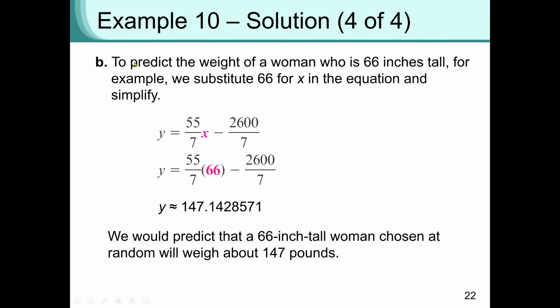The next question, B, said, what would be the weight of a woman who is 66 inches? So anywhere I see x, I'm going to substitute with 66. This is our model again, the regression equation. So we substitute 66, and 66 inches gave me 147.14 pounds.